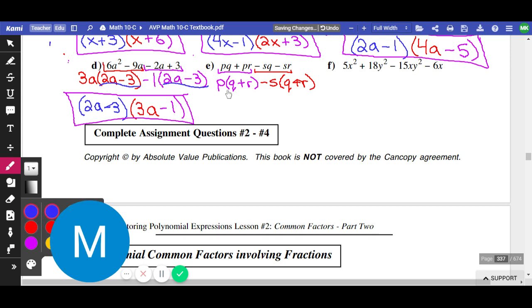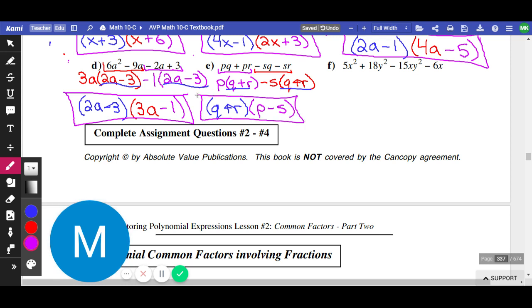Then you have two binomials that are the same. The Q plus R goes out front. And the P minus S is left over. Awesome. F. We'll try F.